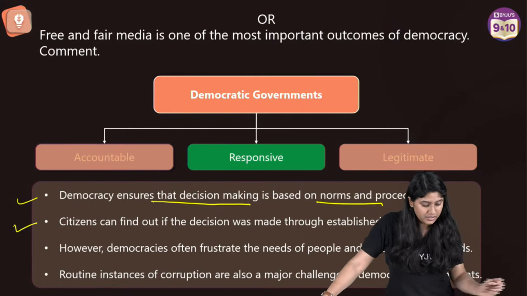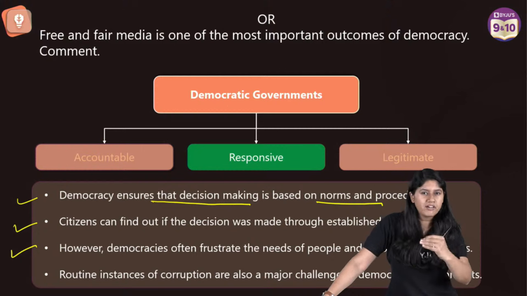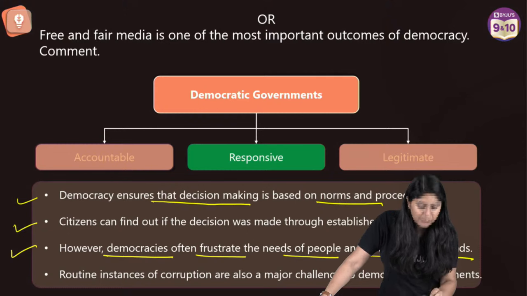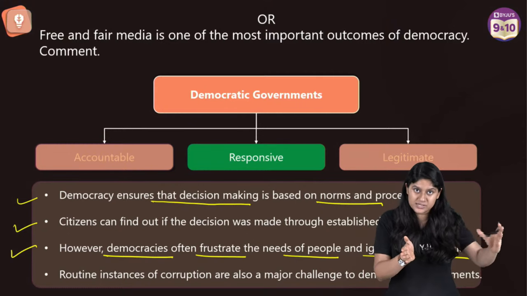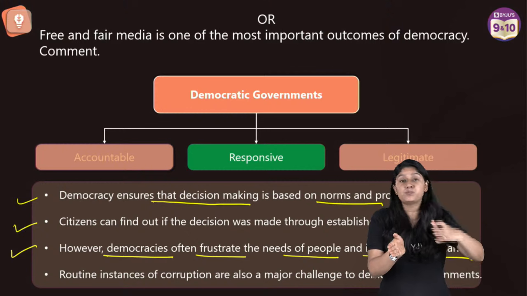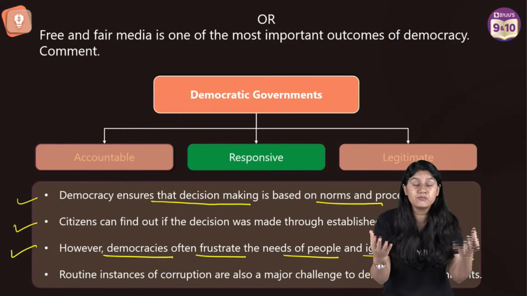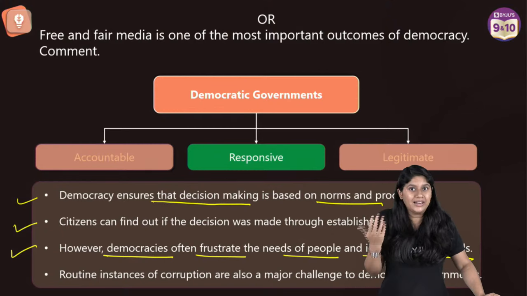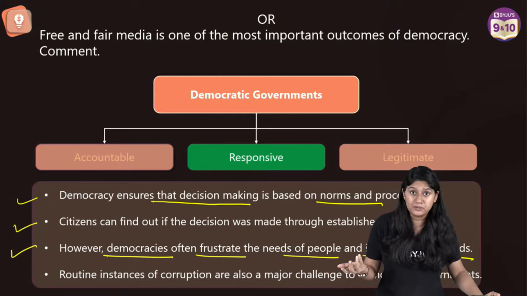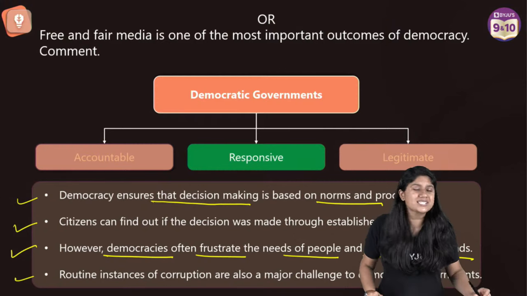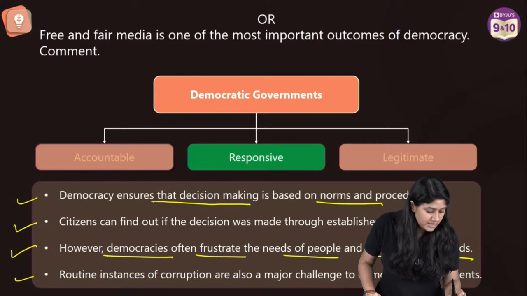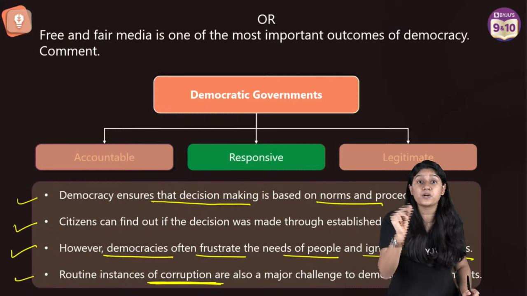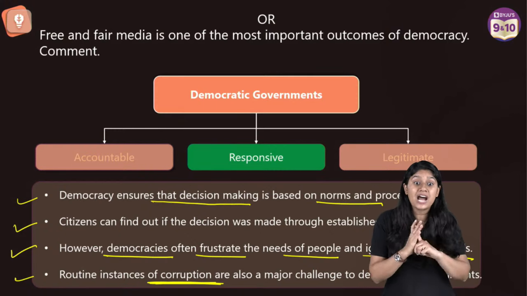Absolutely correct, right? Sometimes we know that the government will take some time to respond. More than that, democracy often frustrates the needs of the people and ignores their demands, because it's a very huge process. It has various norms, procedures and policies. Sometimes it takes a lot of time for the government to understand the needs of the citizens, and that can be very frustrating for various people. That's very true. Then we all sometimes hear about corruption in the government. That is also a setback. But overall, we know that a democratic government is responsive. They have to respond. They have to be transparent.